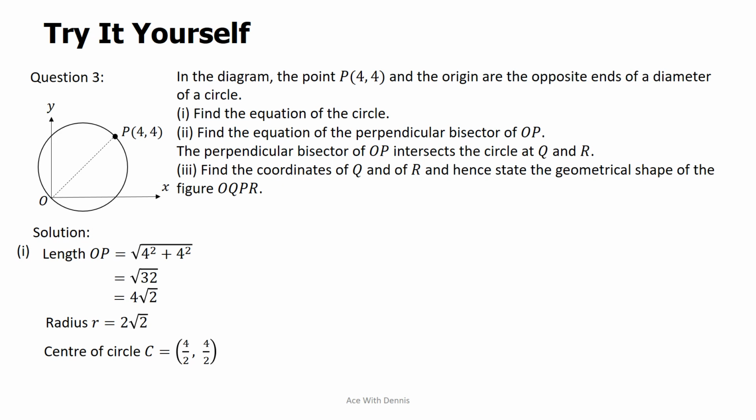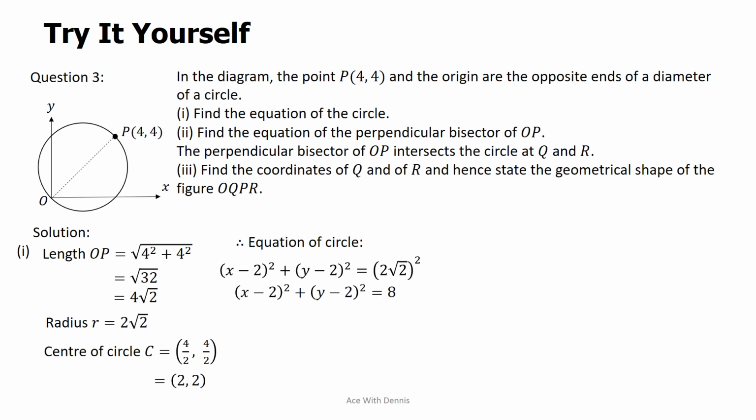Then the center of the circle C is the midpoint of OP. So the coordinates will be 4 over 2, 4 over 2, which is (2, 2). Hence, we can form the equation of the circle, which is (x minus 2) squared plus (y minus 2) squared equals (2 square root 2) squared. It will be (x minus 2) squared plus (y minus 2) squared equals 8.